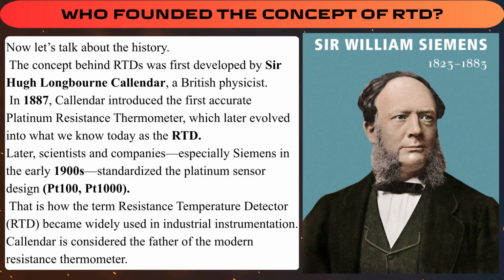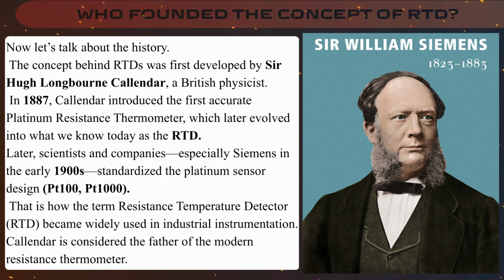Later, scientists and companies, especially Siemens, in the early 1900s standardized the platinum sensor design: PT100, PT1000. That is how the term resistance temperature detector, RTD, became widely used in industrial instrumentation. Callendar is considered the father of the modern resistance thermometer.